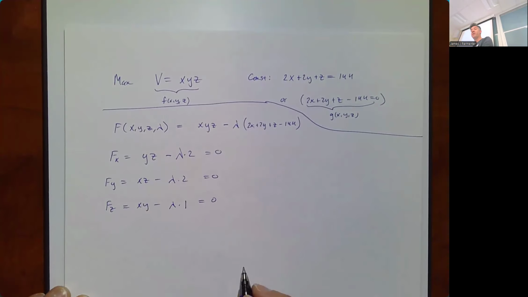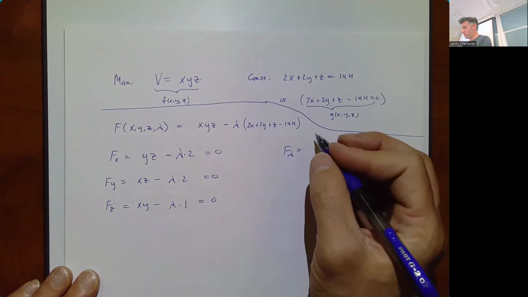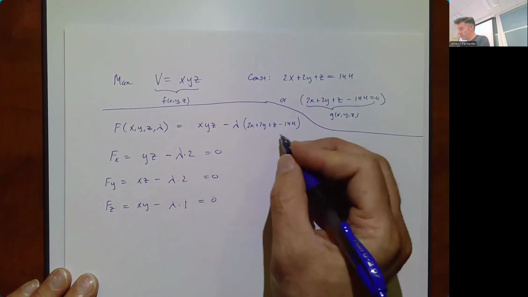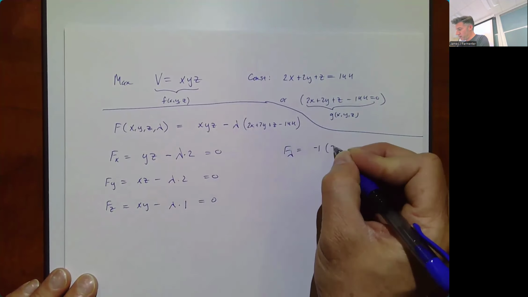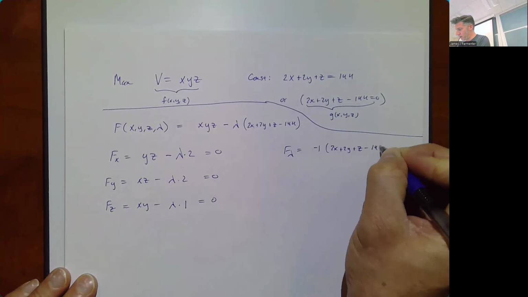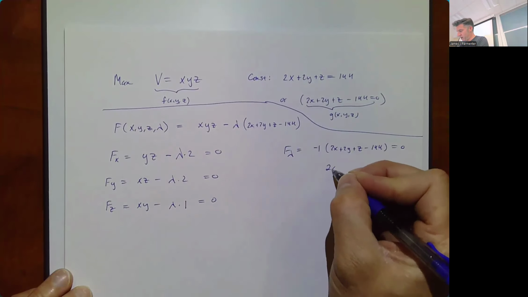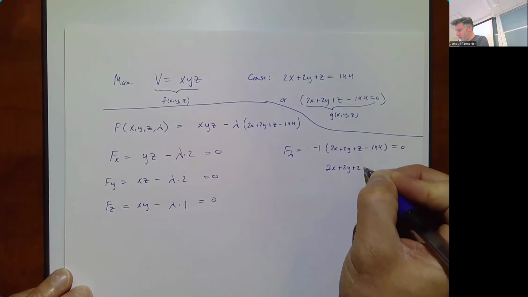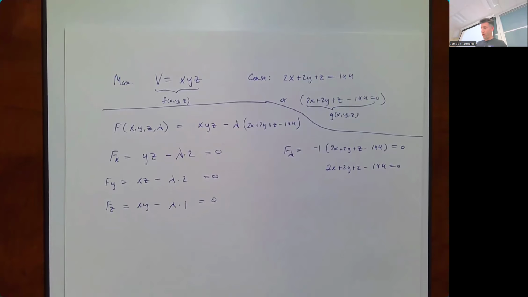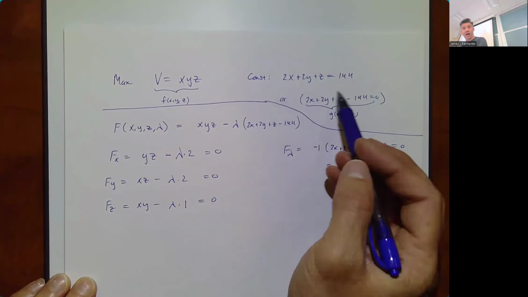And finally, although I don't think you need to write this one down, you're going to have F lambda, which is just the derivative of this. So the derivative of minus lambda is minus 1 times all of this, which is a constant. But if you notice, we set this equal to 0. If you multiply this by negative 1, this is just 2x plus 2y plus z minus 144 equal to 0. That's just your constraint again. So I don't think you actually need to write this one down because you already have it right there.